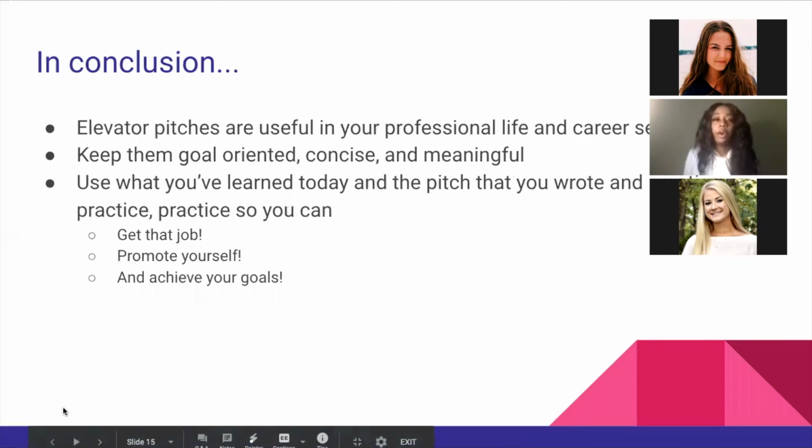All right, so in conclusion, we learned that elevator pitches are useful in your professional life and your career search. You need to make sure that you keep them goal-oriented, concise, and meaningful. Make sure you are smiling in your elevator pitch. Make sure that you are putting your personality in it, because a lot of people are going to hire you based off of your personality and if you're going to fit well with their company.